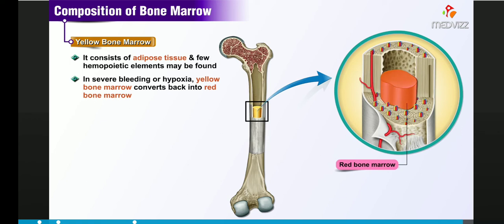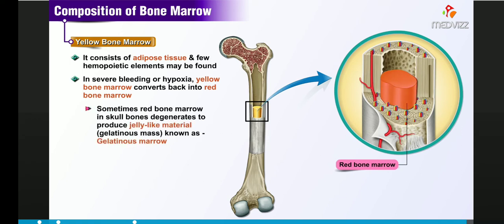In old age, sometimes the red bone marrow in the skull degenerates to produce a jelly-like material or gelatinous mass. This is known as gelatinous marrow.